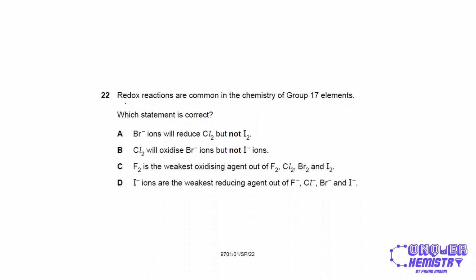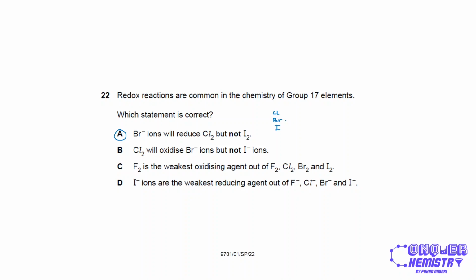Which statement is correct? Bromide ions will reduce Cl2 but not I2. Yes, this is correct because bromide ions are actually pretty strong reducing agents, and so they will reduce chlorine to become chloride ions, but iodine will not be reduced to produce iodide ions, because bromine is in between chlorine and iodine.